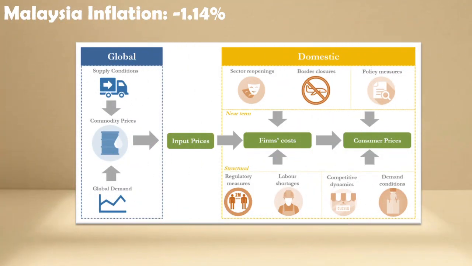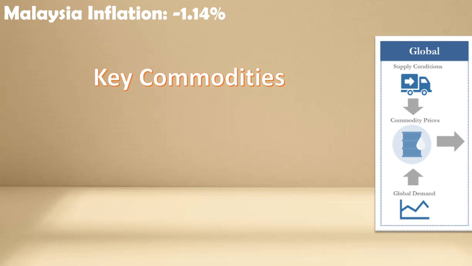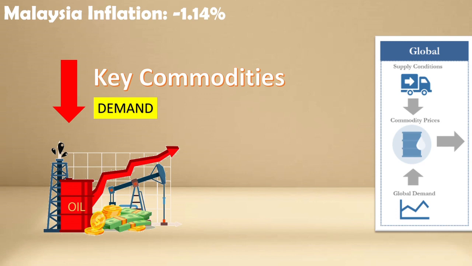This figure shows that the consumer prices in the domestic market are influenced by the commodity price, which is affected by the global demand and supply condition. The demand for many key commodities has significantly decreased as a result of the pandemic. However, export limits and disruptions in export logistics led to an increase in the price of food commodities.